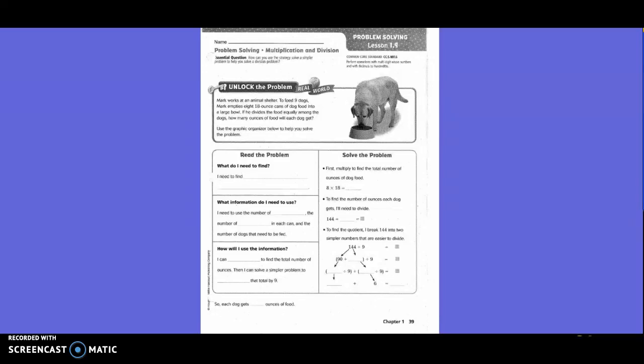Fifth grade, chapter 1, lesson 9, problem solving, multiplication, and division.